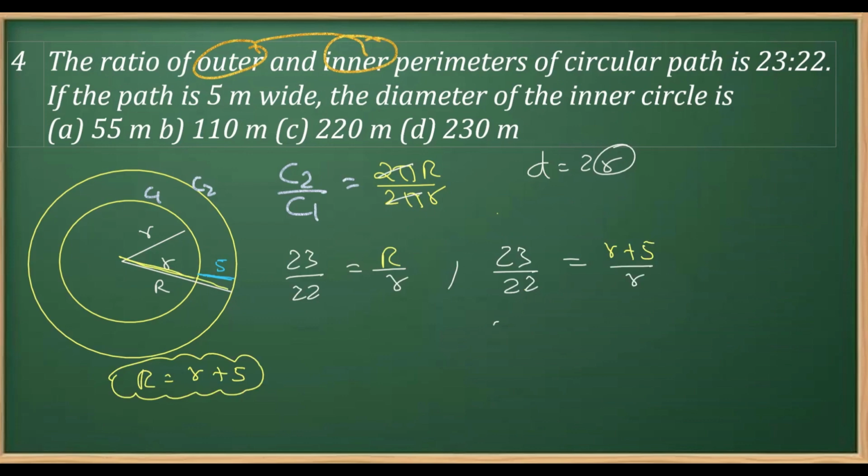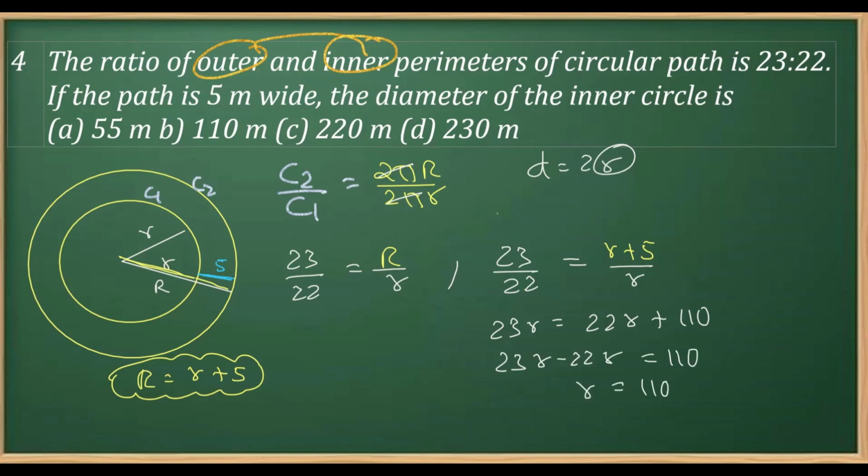Rest I'll do cross multiplication. So it's 23 times r equals 22 multiplied by r plus 5, which is 22 times r plus 22 into 5 is 110. Yes, it's 110. Now if I transpose 22r to the left hand side, we get small r as 110 centimeter.